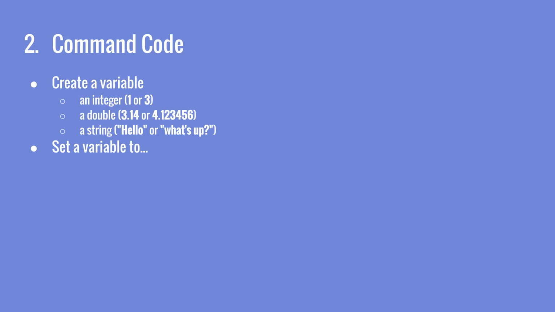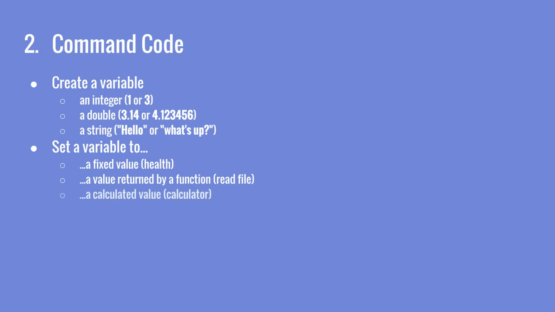And then once you've created a variable, you can set a variable. You can set a variable to a fixed value. So if you had a health variable, you would set it to 100 when the game starts. You can set a variable to a value that's returned by a function. So maybe you want to stay organized, you can have a function that reads from a file, maybe a setting or something, and loads it into a variable.